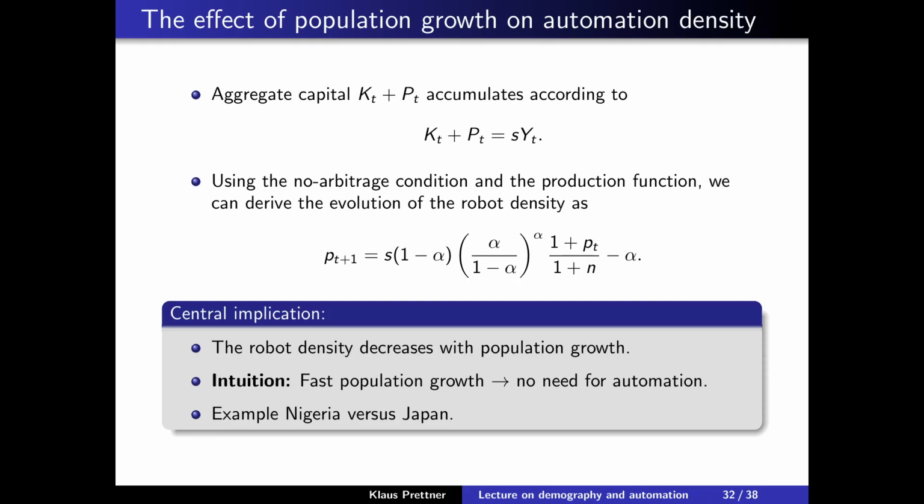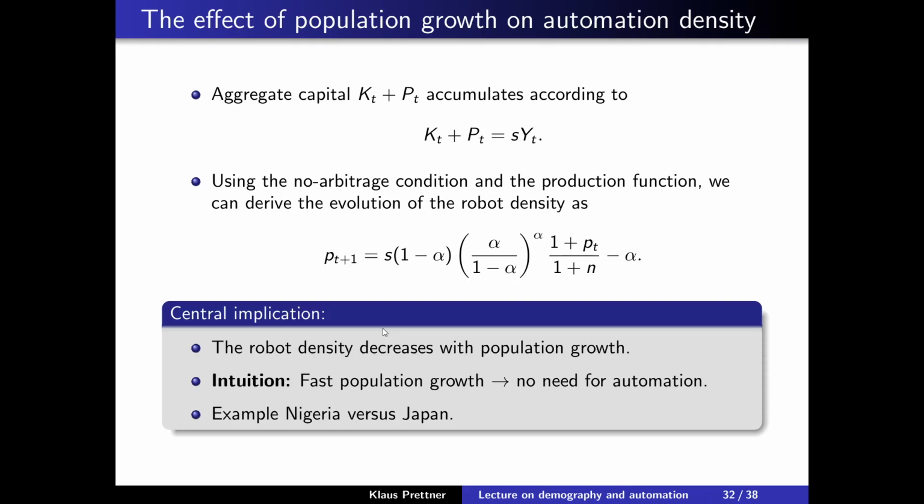If we use this no-arbitrage relationship, we can derive the equation of motion for the robot density. It's a function of past robot density, some parameters, and particularly the population growth rate. So we see that if there is faster population growth, the robot density increases less strongly than in a country with lower population growth. So the central implication is that robot density, ceteris paribus, decreases with population growth. And the intuition behind that is clear.